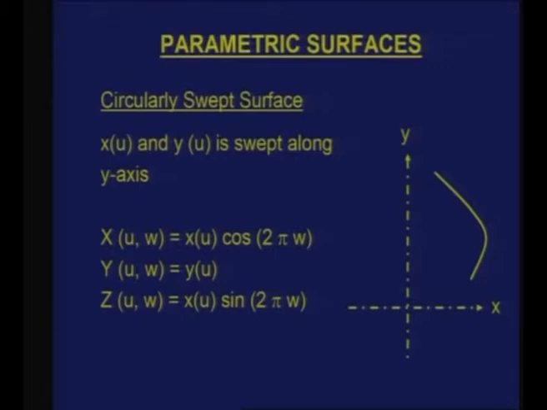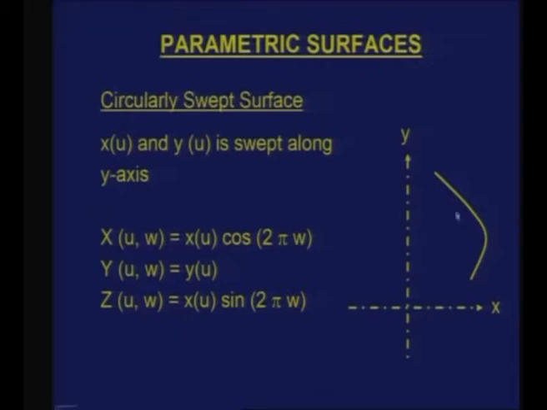If I want to sweep, let us say, a curve along an arbitrary axis, what I do is first transform it such that the axis coincides with the x, y or z axis using transformation, apply the sweeping and then do the reverse transformation, so that I get back the original equation. So, transformations together with sweeping can be used to represent a parametric equation of, let us say, a circularly swept surface along any arbitrary axis.